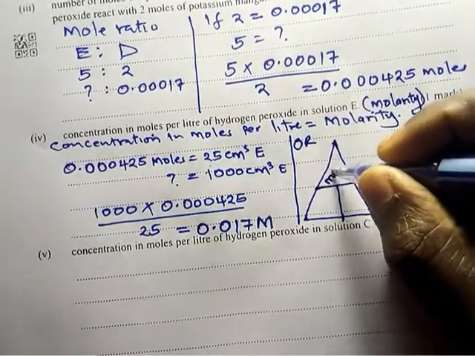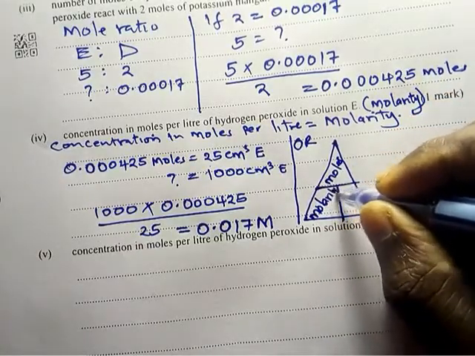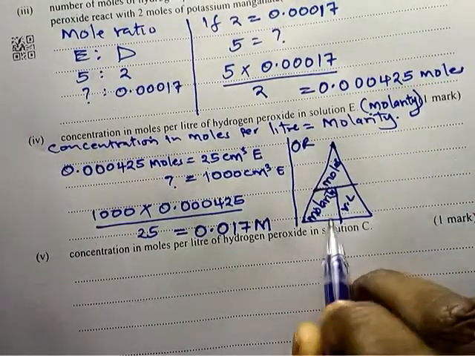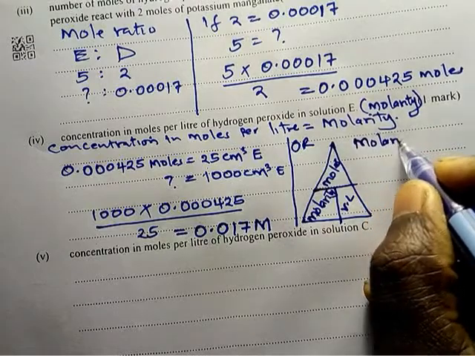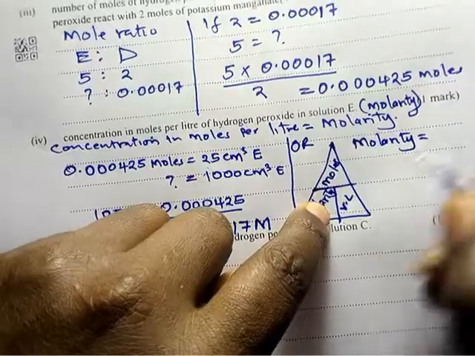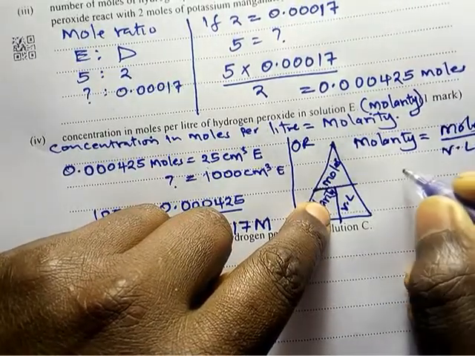Again, moles, molality, volume in liters. So what do we want this time around? We want molality. Molality is equal to moles divided by volume in liters.